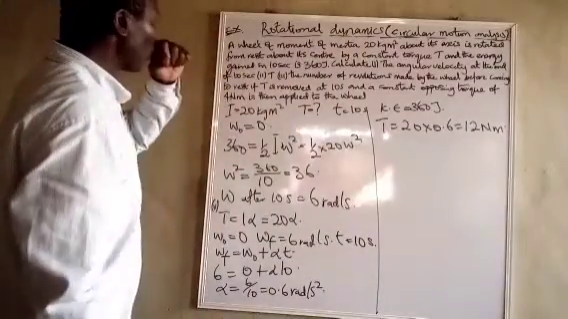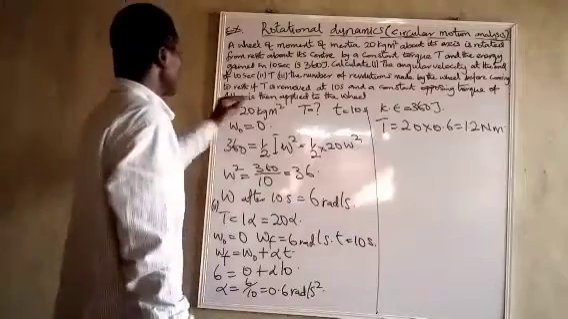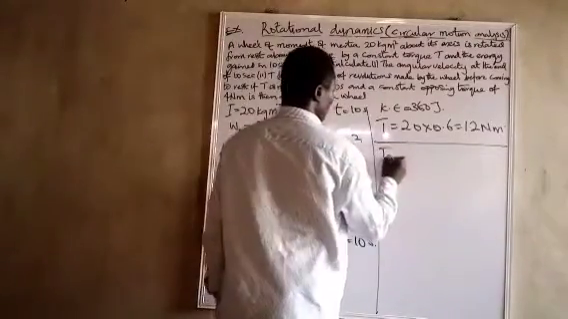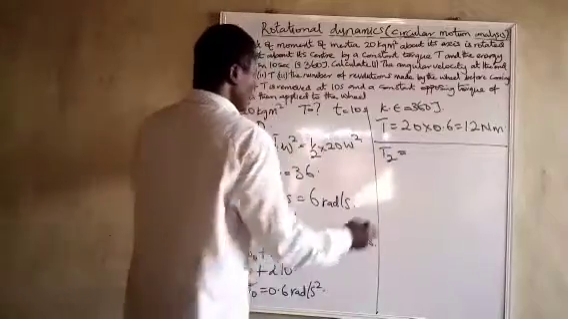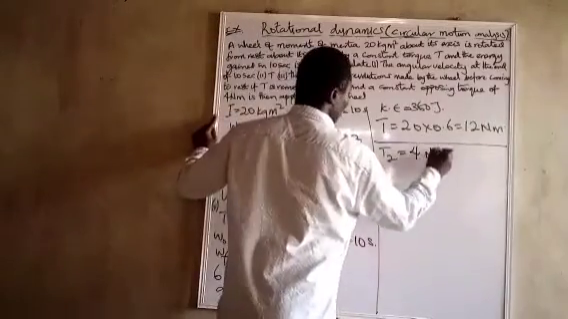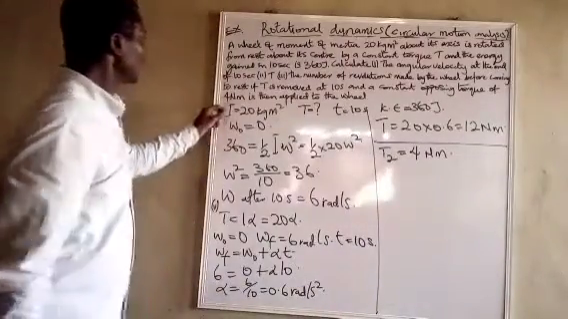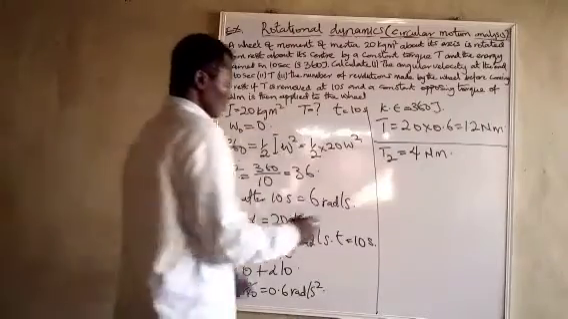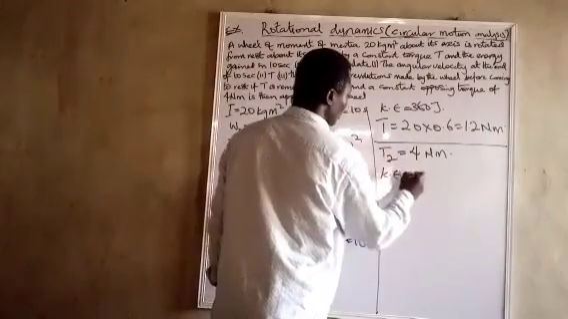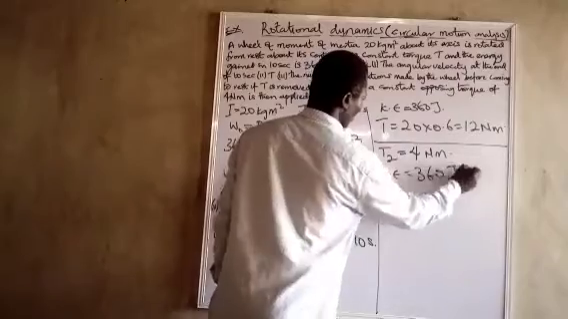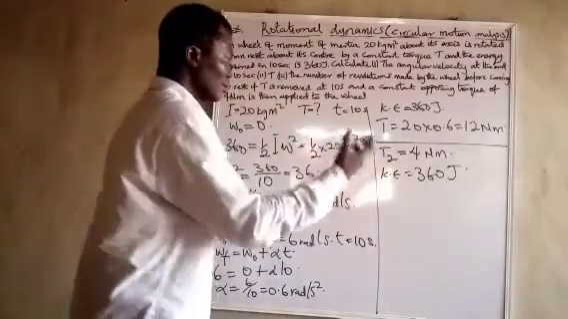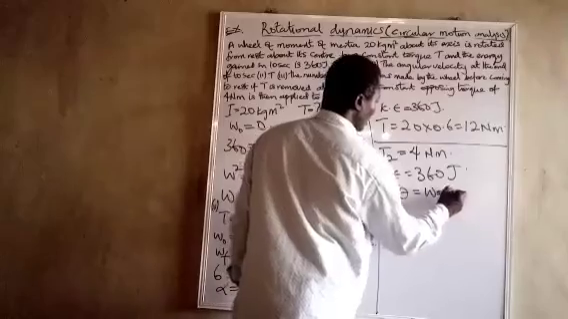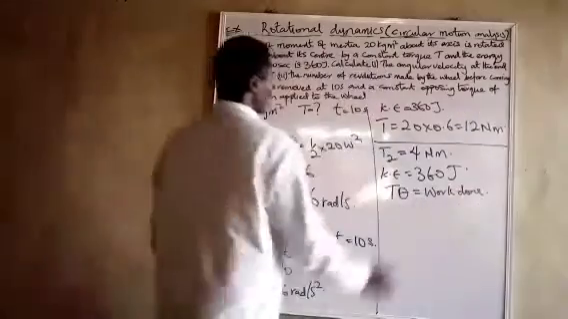We are now asked the number of revolutions made by the wheel before coming to rest. T is removed. Okay, now we have a new torque, T2, equal to 4 Newton meter. And the kinetic energy at that time, KE, now is equal to 360 joules. And we know that T theta is equal to work done, and the work done to bring it to rest.